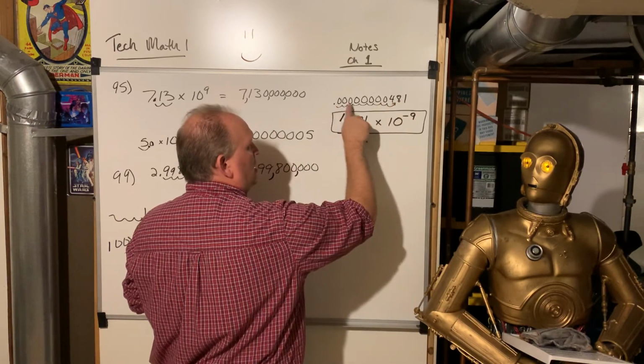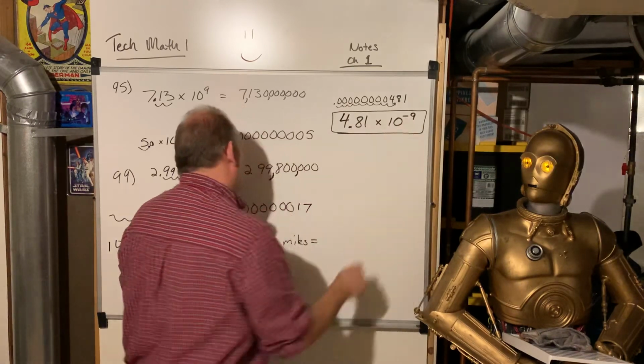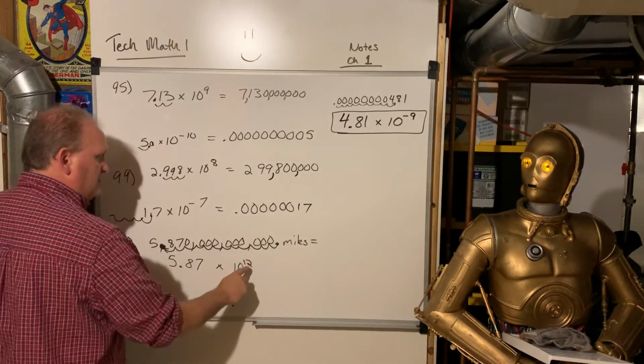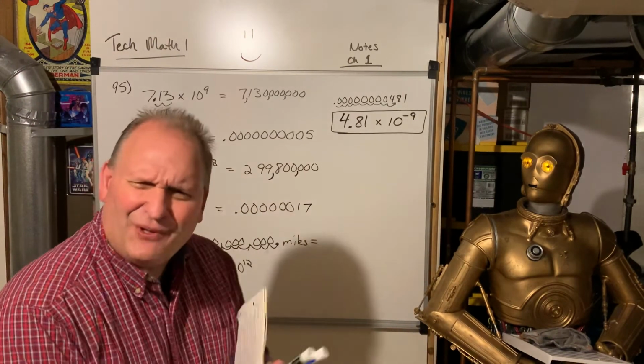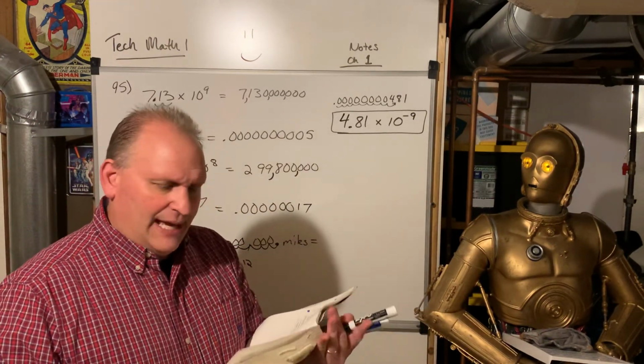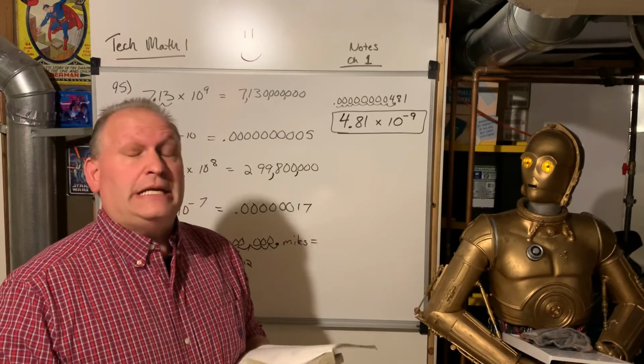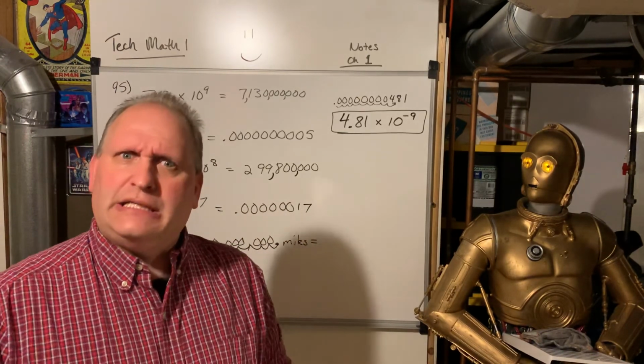Really small numbers will have a negative exponent. Really large numbers will have a positive exponent. And yeah, sorry about the second thing. That's how far light travels in 1 year, thus a light year.